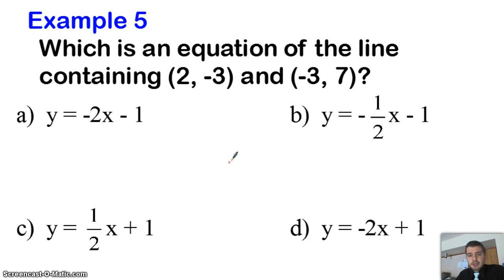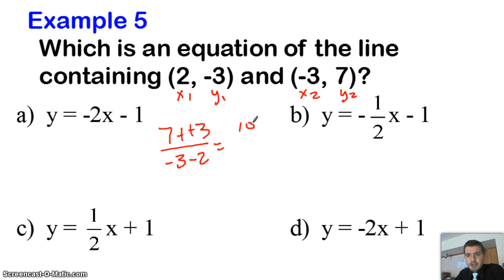This one, again, is just a multiple choice option of what we've been talking about. So again, same deal, what we just did. Again, you just got x1, y1, x2, y2. So again, we're going to find the slope first. So it'll be 7 minus negative 3 over negative 3 minus 2. Minus a negative is plus a positive, so 10 over negative 5. 10 divided by negative 5 is negative 2.